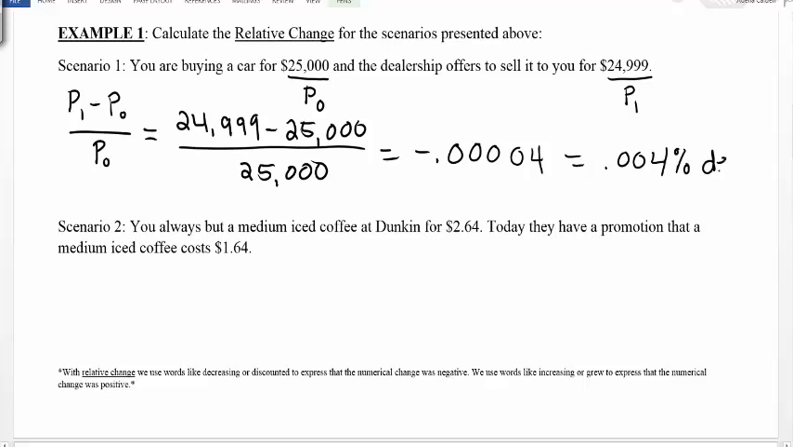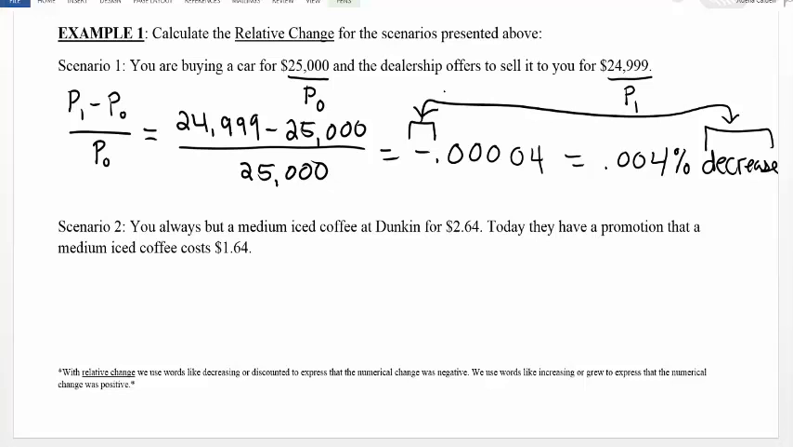0.004% decrease. So it's a 0.004% decrease in price. So I'm using the word decrease to replace the negative. So I'm using the word to replace the symbol, but these mean the same thing. Now let's consider the second scenario.